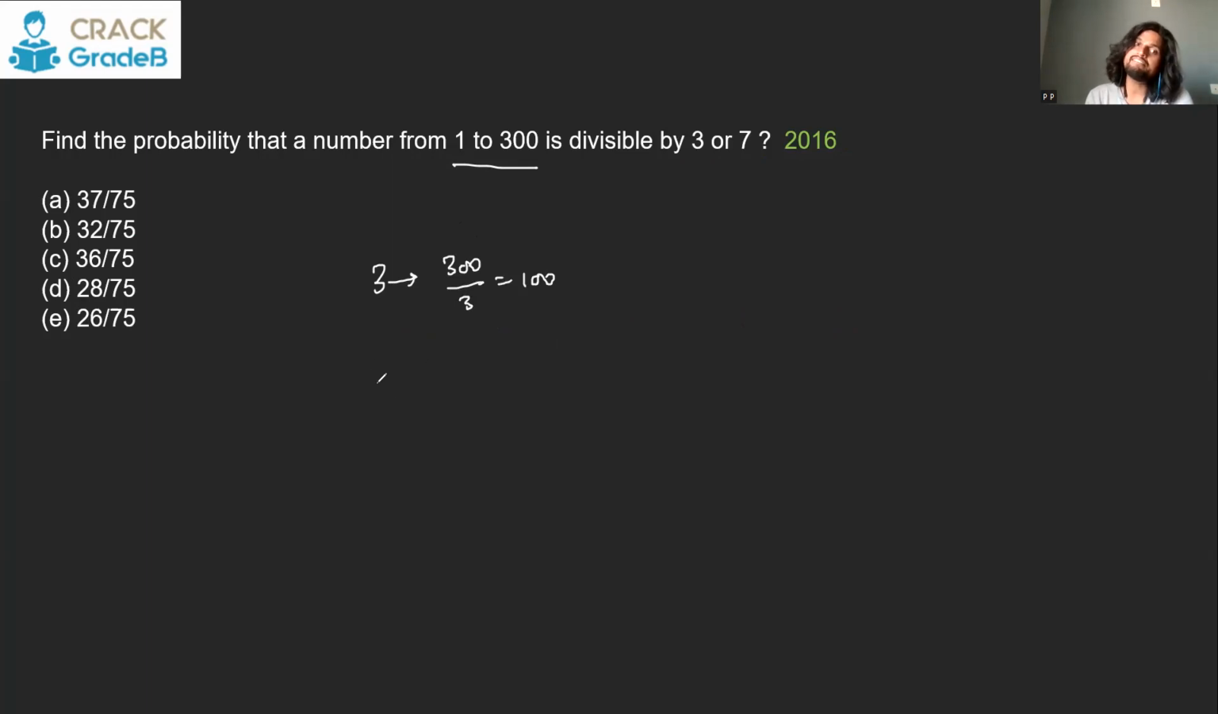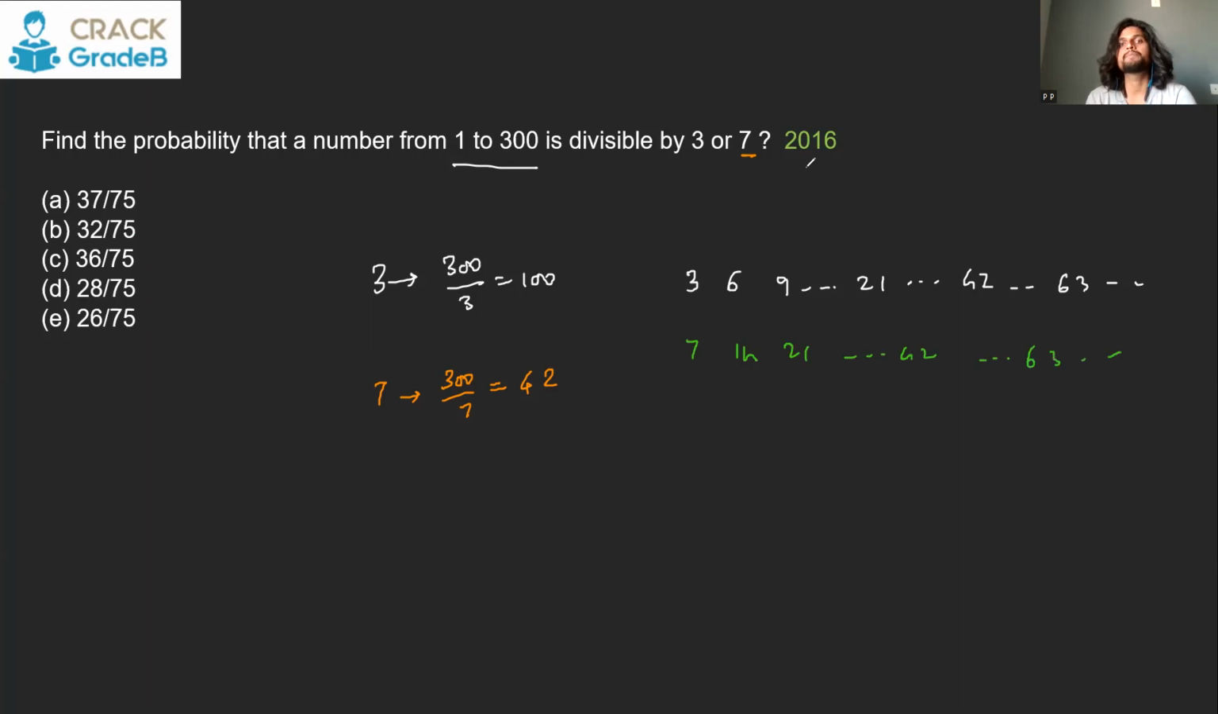Similarly, how many multiples of 7 are there? We divide 300 by 7 and check the complete quotient. 7 4s are 28, 7 6s are 42. So there are 42 multiples of 7. When you write the multiples of 3, that list will have 21, 42, 63 in it. When you write the multiples of 7, it will have 7, 14, 21, and similarly 42, 63 in it.